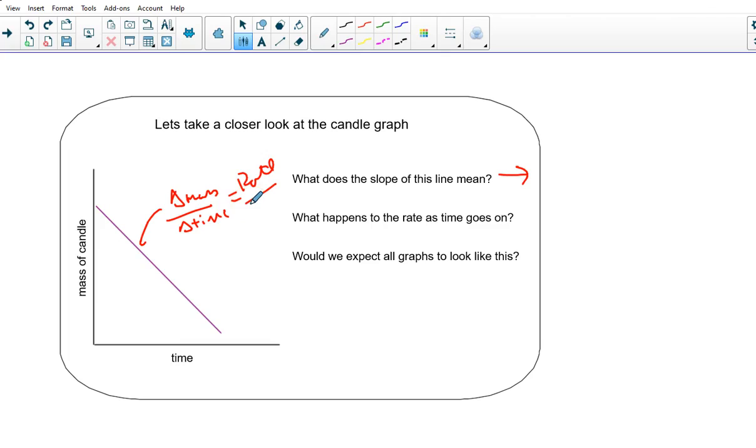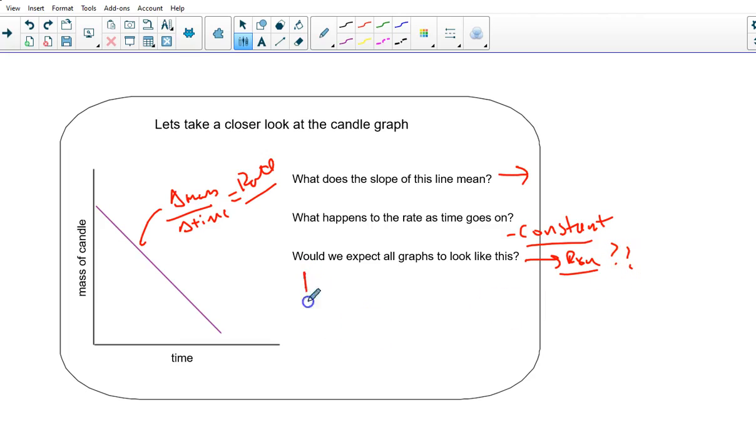What happens to the rate as time goes on? Now here the situation is kind of unique, in that the rate is staying constant. Pretty constant, because it's not changing. Would we expect all graphs to look like this, for all chemical reactions? And the answer is, I don't think so, right?